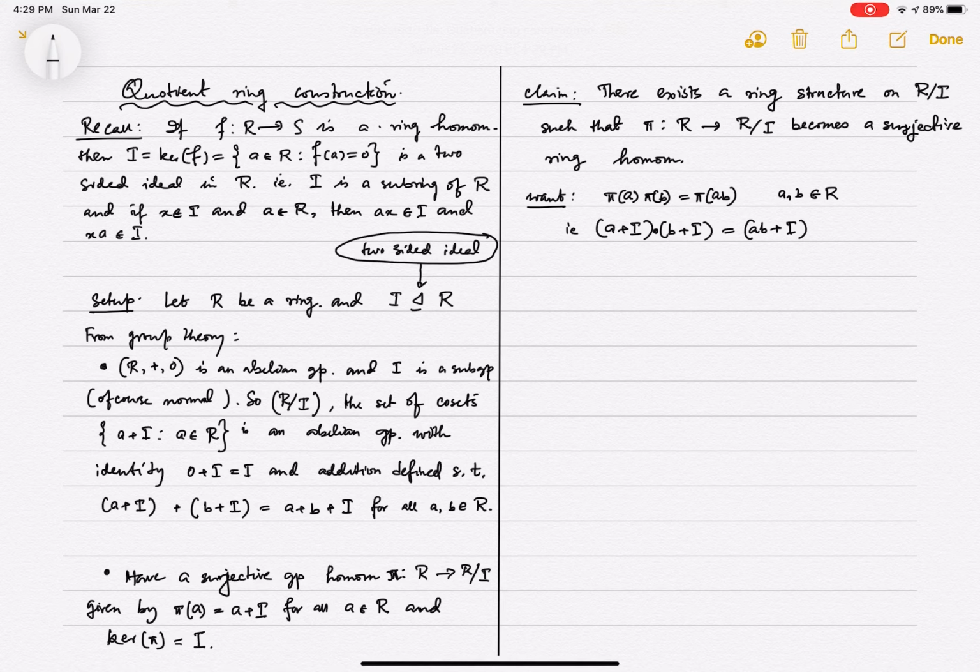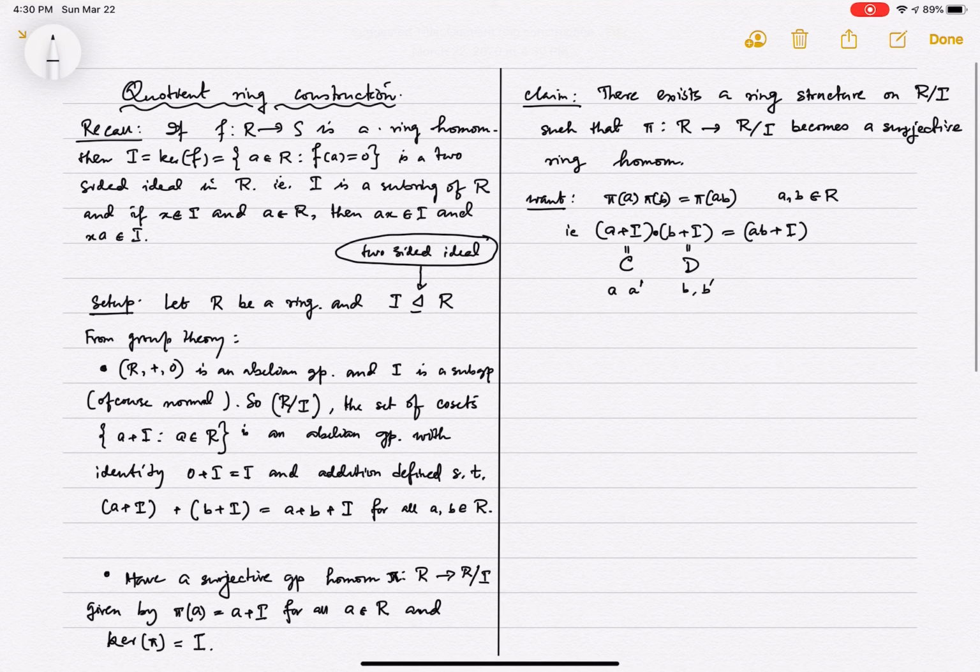What do I mean? I mean, if you give me a coset C and a coset D, a coset can have multiple representatives. You could choose a representative little a and another representative A prime. Here you could choose a representative B, you could choose a representative B prime. You can choose any element in this coset, and then this coset is A plus I, but it's also A prime plus I. And similarly for D. So to make sure that the right hand side gives you the same thing.